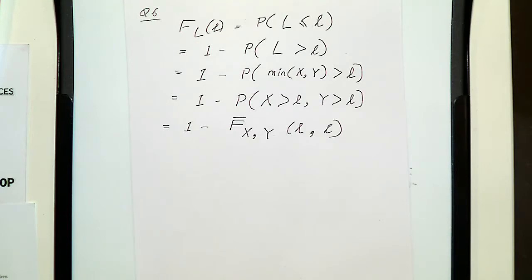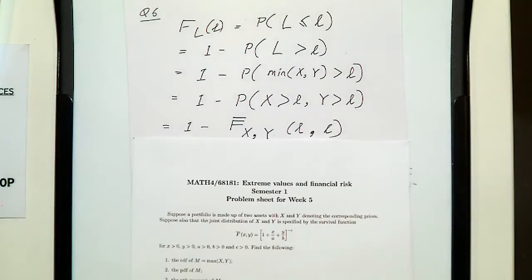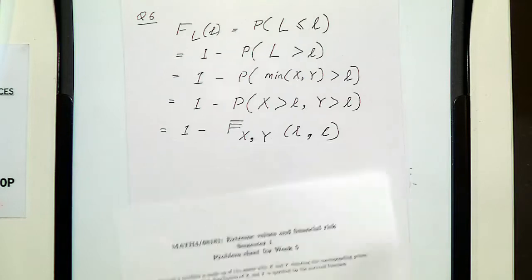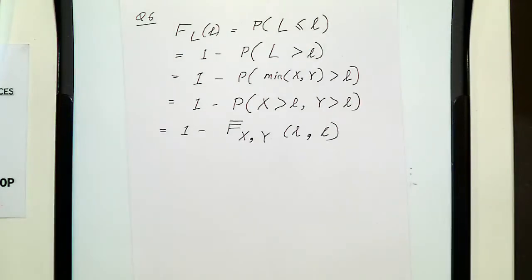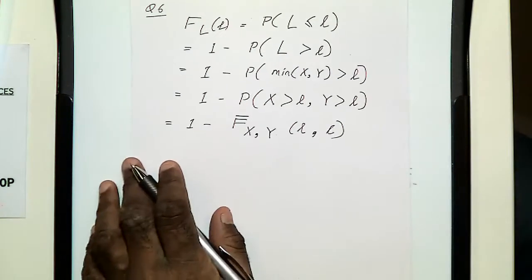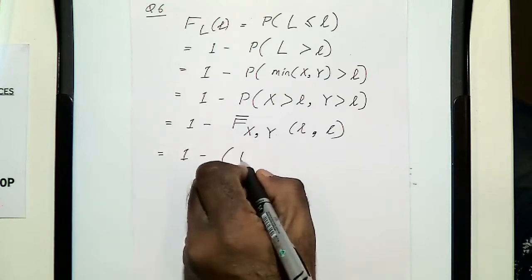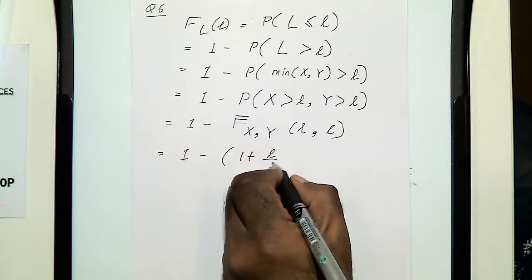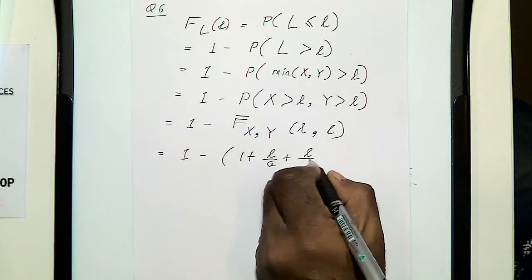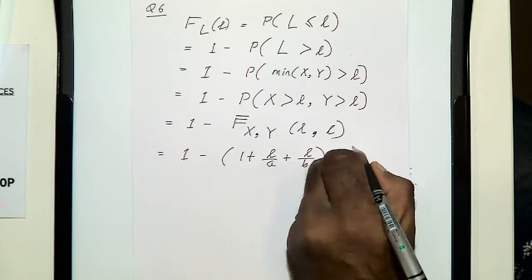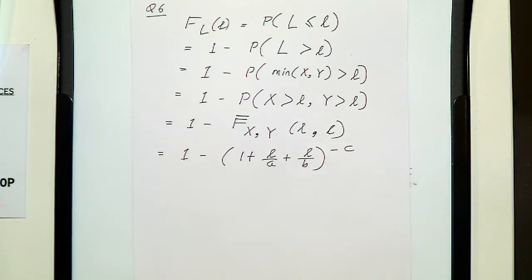All right. Now, you should go back to the question. The question gives you the formula for the F bar, right? So this is 1 minus (1 plus L over A plus L over B) to the power minus C. So this is the answer to part 6.